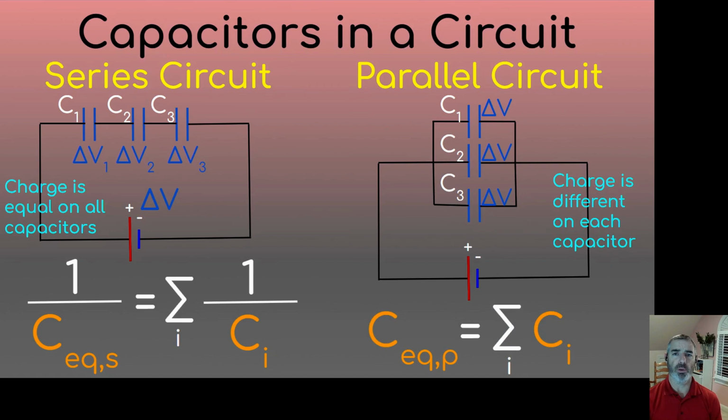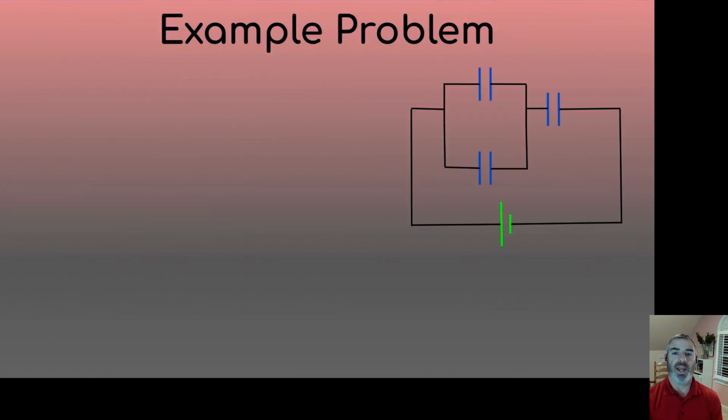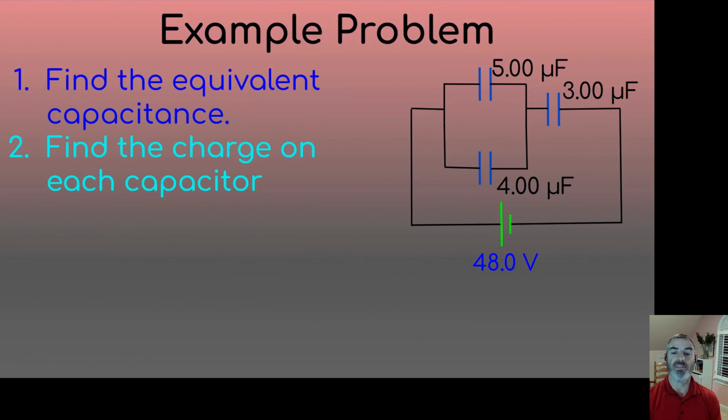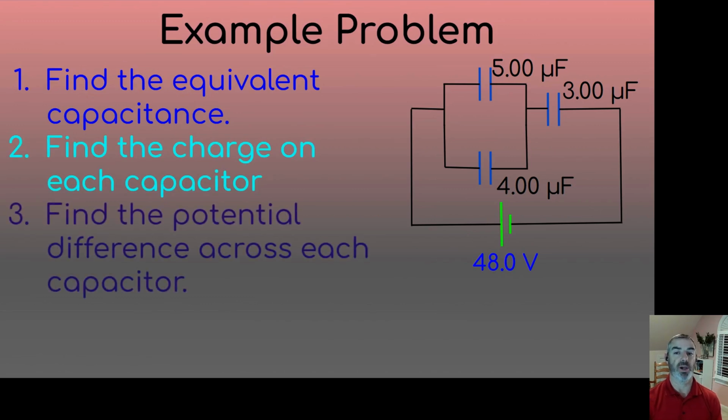So let's look at an example problem. So we have a 48-volt battery with 3 capacitors set up as you see here. The values of those capacitors are given, and we're going to find 3 different things. We're going to first find the equivalent capacitance. After we find the equivalent capacitance, we're going to find the charge that's moved onto each capacitor. And then finally, we're going to find the potential difference that's measured across each of the capacitors.